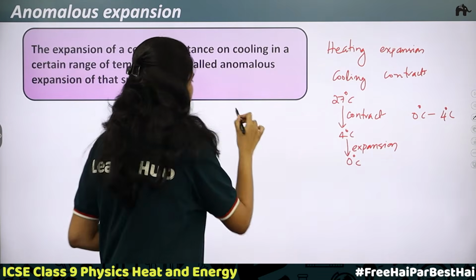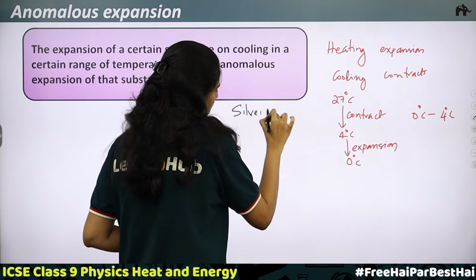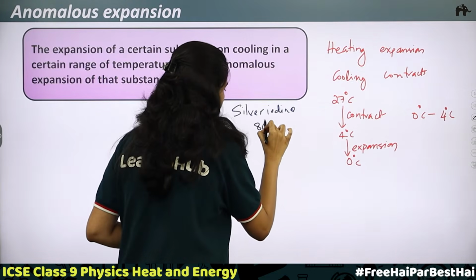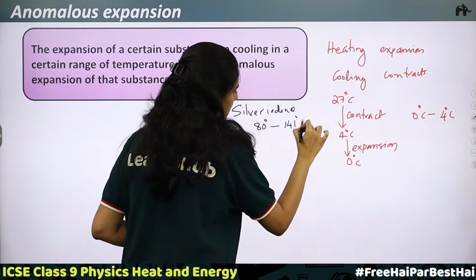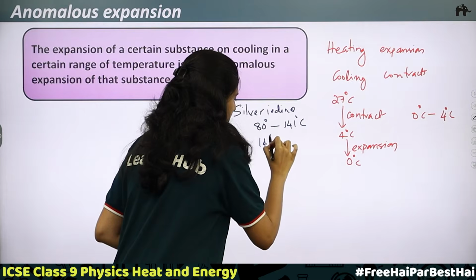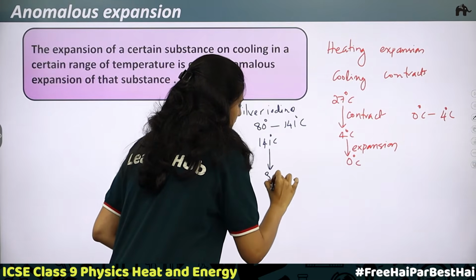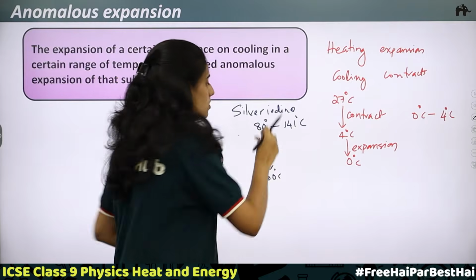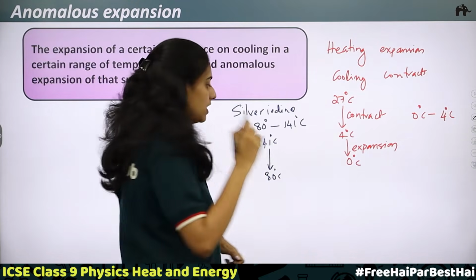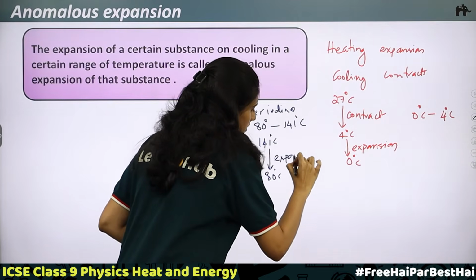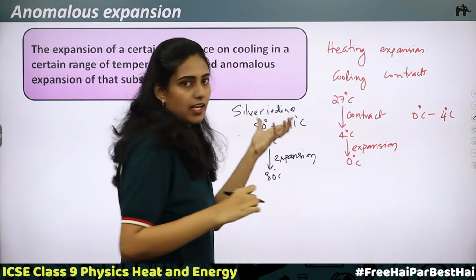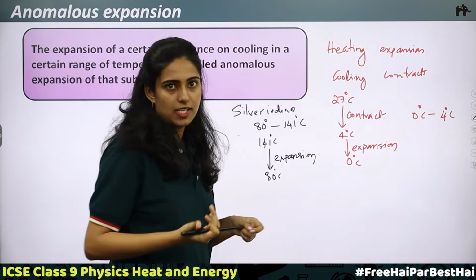So, next is silver iodide. Okay, when you take silver iodide, here the temperature ranges from 80 degrees Celsius to 141 degrees Celsius. During this temperature range, for example, if you have 141 degrees Celsius and you are cooling it till it reaches 80 degrees Celsius, during this cooling process, what should happen normally? During cooling, contraction should happen, but here what happens is expansion. That is, in this particular temperature range, expansion happens. So silver iodide is a substance which shows anomalous expansion.